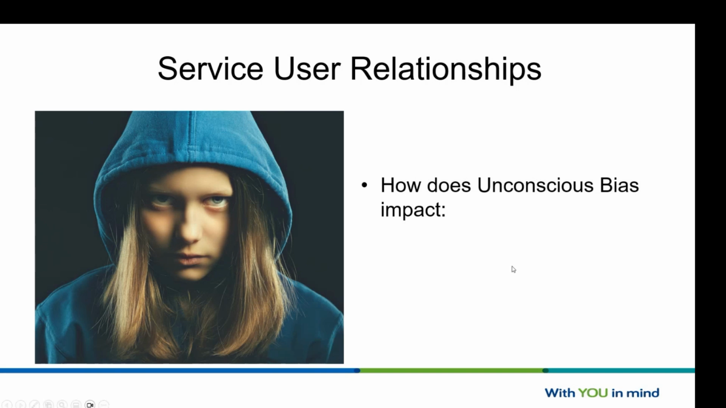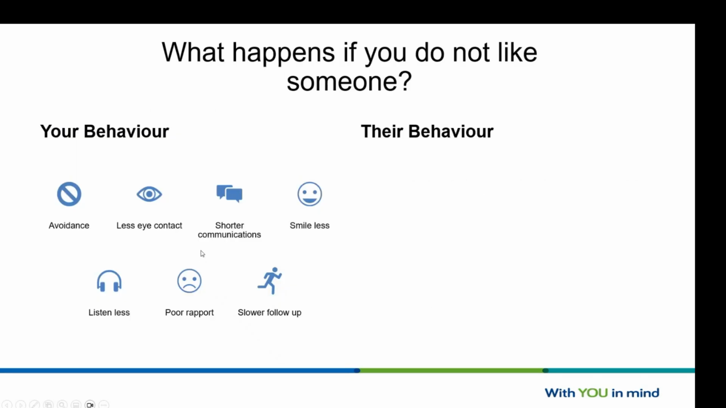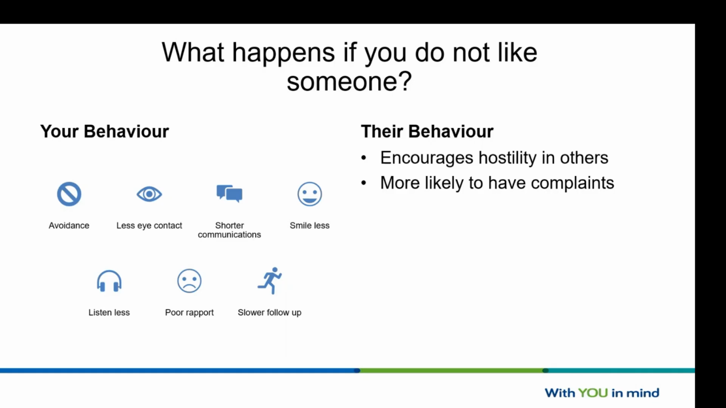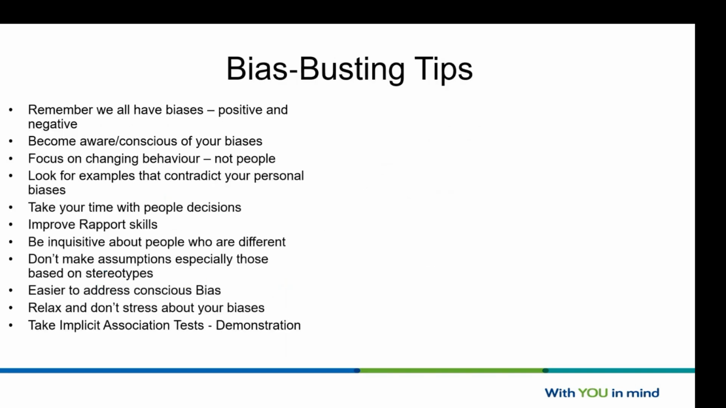But when we look at relationships, our behaviour can change if we have these unconscious biases. We can start to avoid the person that we're working with, have less eye contact with them, shorter communication, smile less, listen less, slower to follow up. And if we look at their behaviour, it actually encourages more hostility, more likely to have complaints against us and the service, reduced cooperation from this person that we're working with, negative body language, entrenched positions as well.